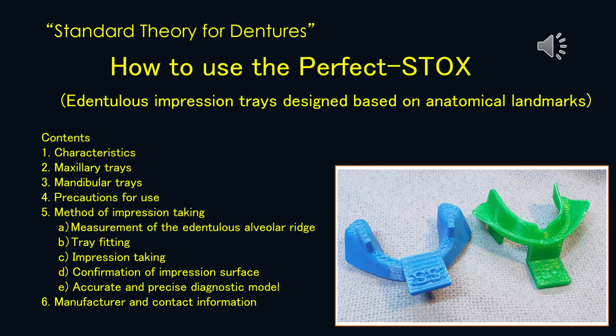Contents. 1. Characteristics. 2. Maxillary trays. 3. Mandibular trays. 4. Precautions for use. 5. Method of impression taking. A. Measurement of the edentulous alveolar ridge. B. Tray fitting. C. Impression taking. D. Conformation of impression surface. E. Accurate and precise diagnostic model. 6. Manufacturer and contact information.